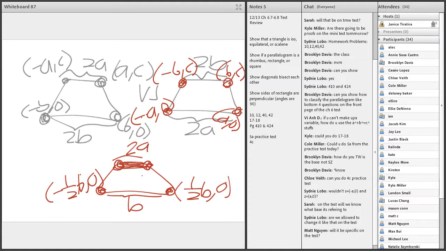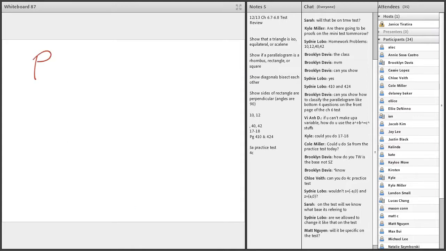Yes, okay. All right, so then let me go on to 40 and then 42. I think it was Sydney that asked this earlier, but I'm assuming this is, yes, it is page number 424. So let me go to 424. And number 40, and then I'll get to 42, 17, 18, and then the practice test. So number 40, they gave us coordinates. Okay, as I read it, I'm going to graph it.